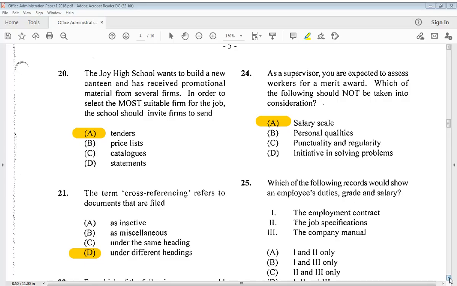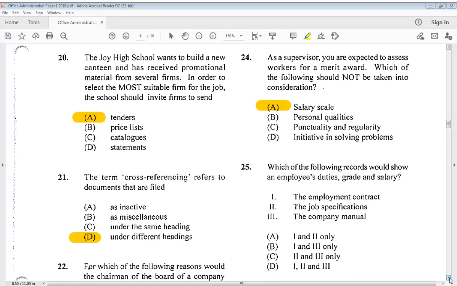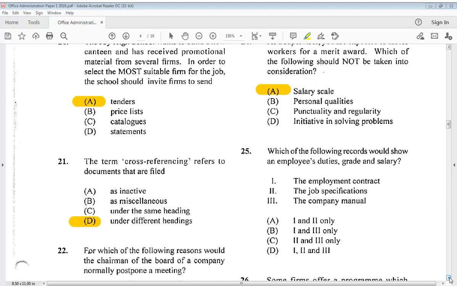25. Which of the following records would show an employee's duties, grade, and salary? 1, the employment contract. 2, the job specifications. 3, the company manual. So our answer is A, 1 and 2 only, B, 1 and 3 only, C, 2 and 3 only, or D, 1, 2, and 3. So we know it is 1 and 2, so our answer would be A.